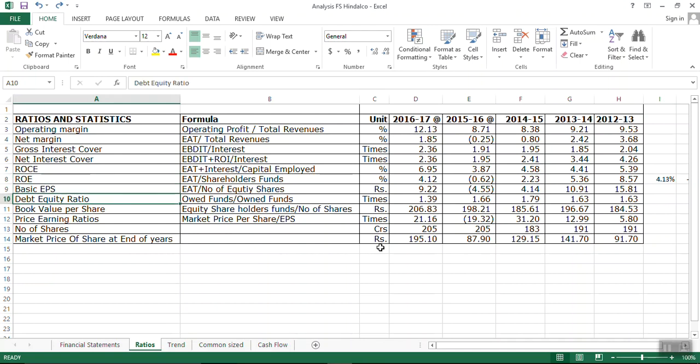Now have a look at the next formula we generally like to see, and we have seen it somewhere else, the debt equity ratio. What does debt equity ratio mean? कितना उधार लिया और कितना खुद का है? How much we owed and how much is owned. So what do you feel? कि what should be there? Owed fund should be more or owned fund should be more?